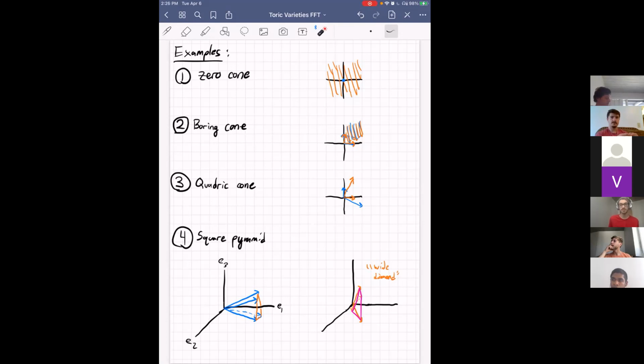That's as opposed to the boring cone, where if we intersect these half planes here, we get exactly the same cone. This is part of the reason why the boring cone is boring. But what I was saying about how, here's the quadrant cone, here's the example that we just did.